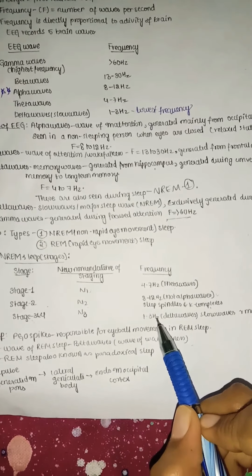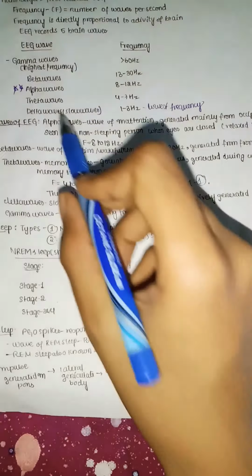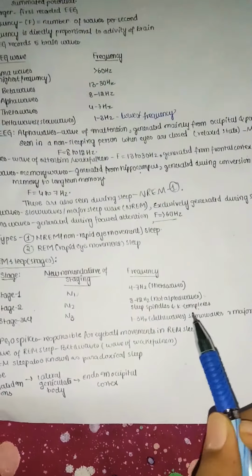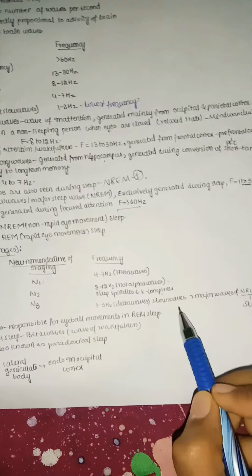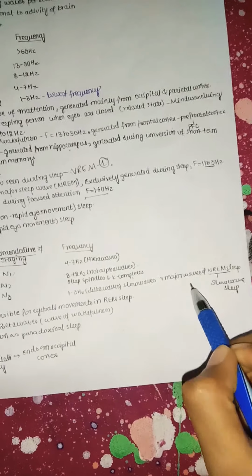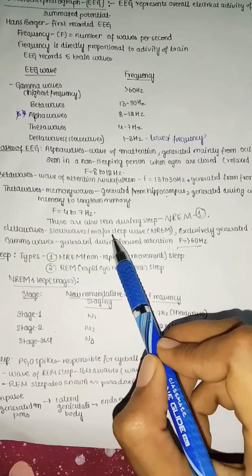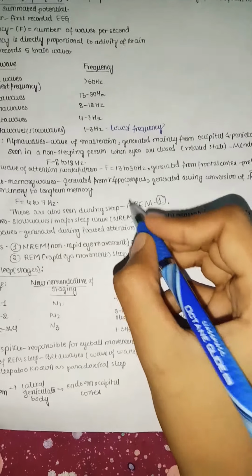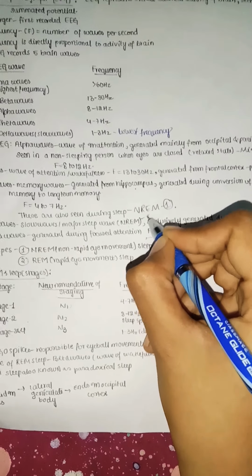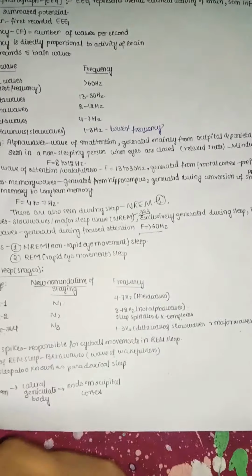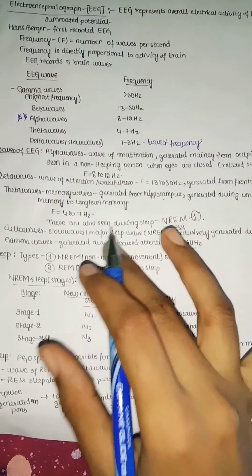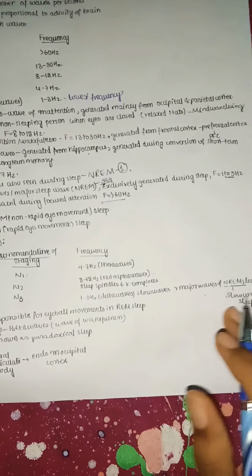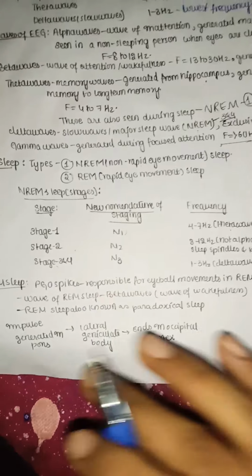Next let us see stages 3 and 4, which are together and called N3. It's 1 to 3 hertz, and it's similar to the delta waves. You can see slow waves, and it's a delta wave also. It's a slow wave, the major wave of non-REM sleep, slow wave sleep. Already in delta wave we saw slow, major sleep wave, and you can mention here stages 3 and 4. So delta wave is exclusively generated during sleep. So it's a major slow sleep wave.